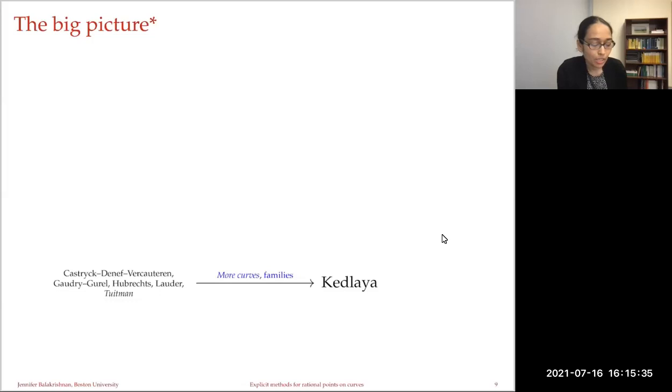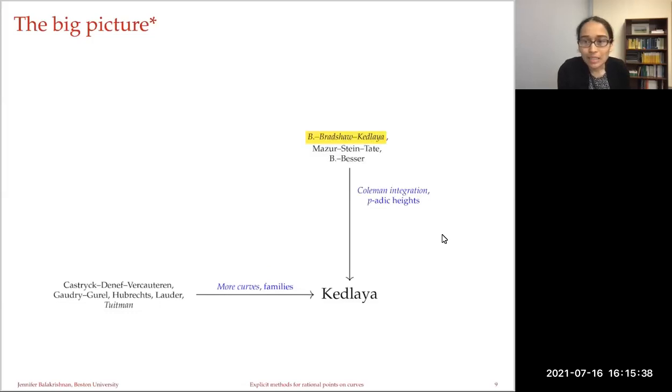Now, in a different direction, one can build on Kedlaya's algorithm and talk about p-adic integrals and p-adic heights. So this is where some of these Coleman integration algorithms come in. This is the work that I mentioned that Bradshaw, Kedlaya and I did, and I'll say more about that in a moment. But I should also say that Mazur, Stein, and Tate gave a very nice algorithm building on Kedlaya to compute p-adic heights on elliptic curves. And then Besser and I did some related work to apply this to the Coleman-Gross height for Jacobians of hyperelliptic curves.